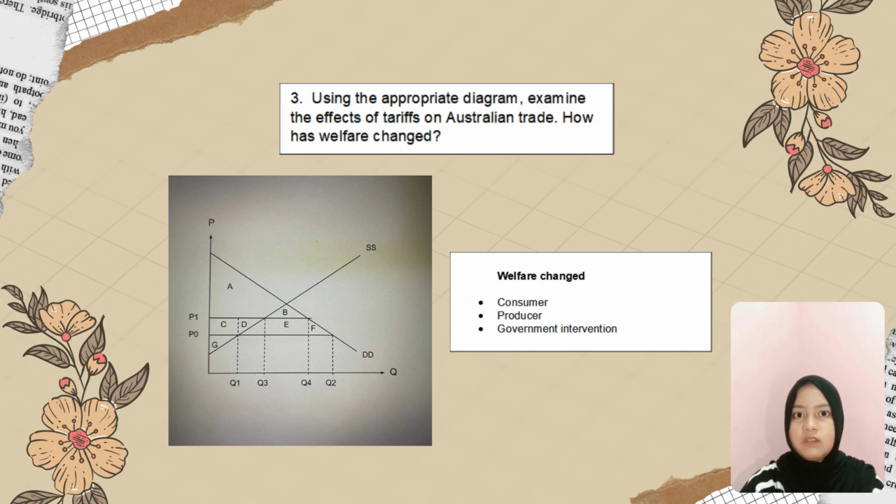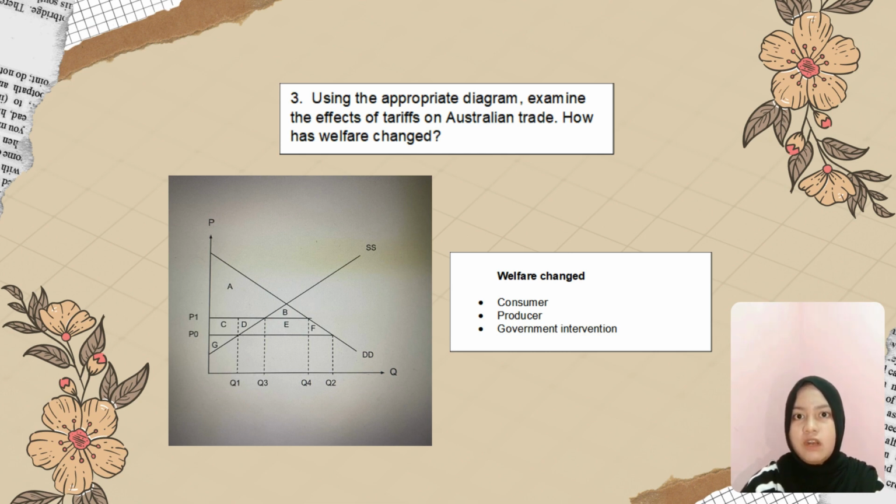The amount of imported goods is Q1 to Q2. After the imposition of the tariff, price has increased to Q1 while demand has decreased to Q4 and supply has increased to Q3. The price increase caused consumer surplus to be AB while producers' surplus is CG. The amount of imported goods decreased to Q3, Q4.